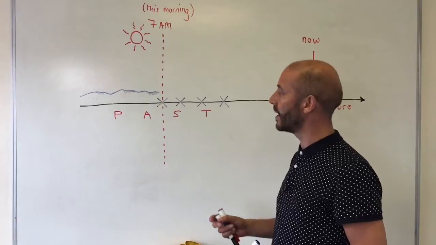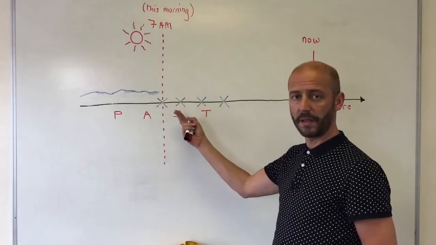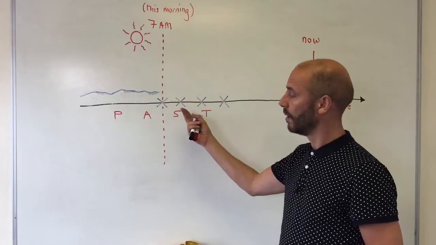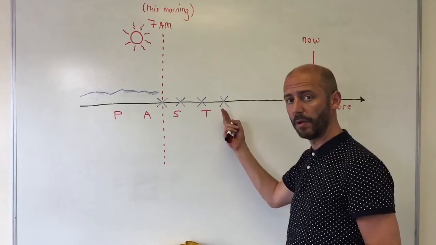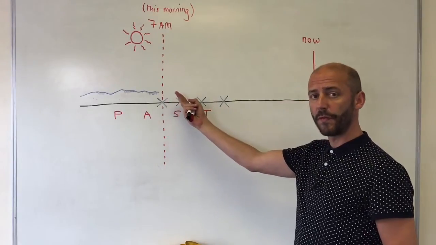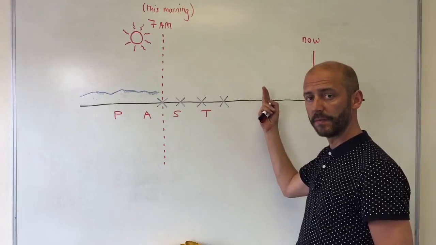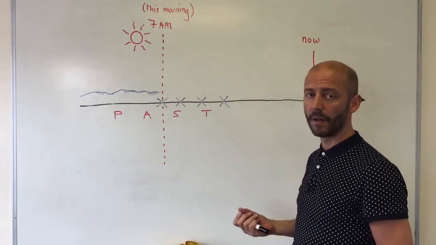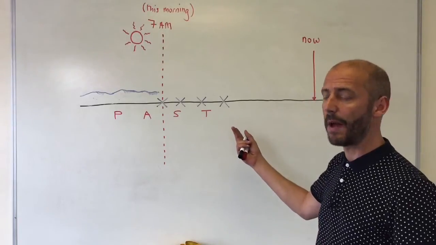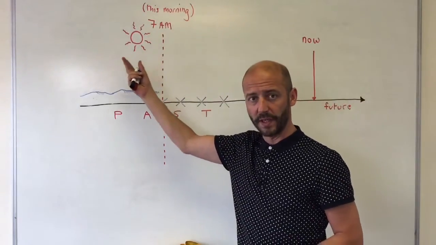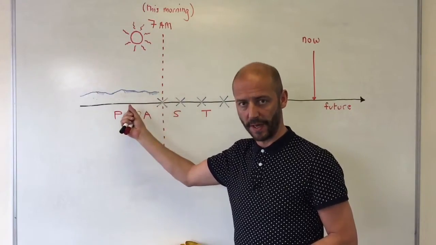So here we're using past simple, past simple, past simple, past simple to move from the past towards the present. However, when I want to talk about an event that happened before this time, I use past perfect.